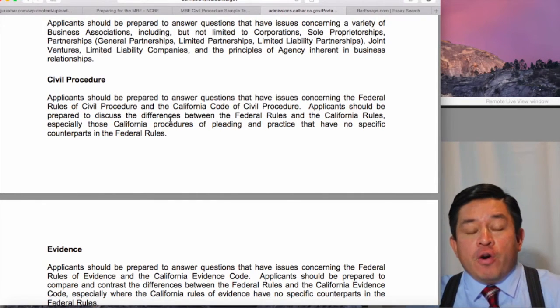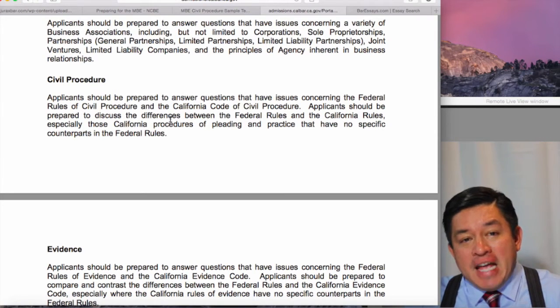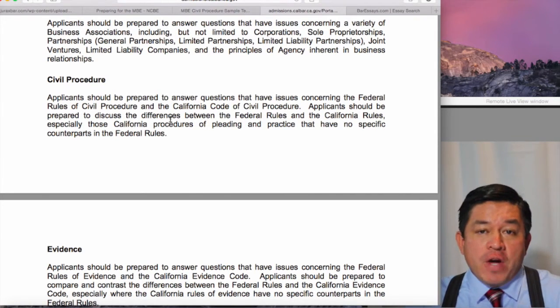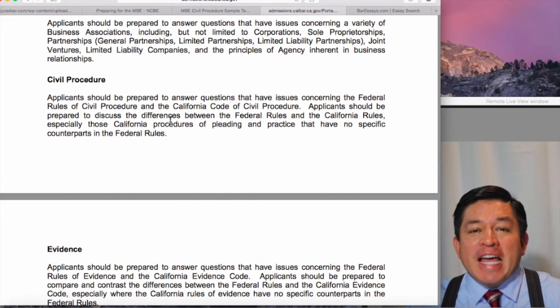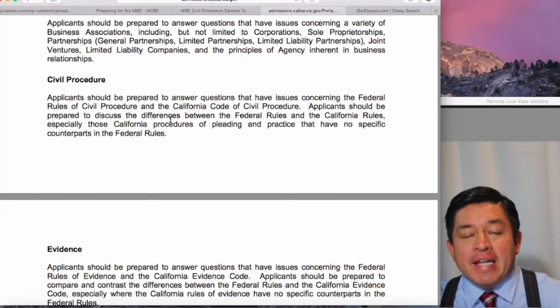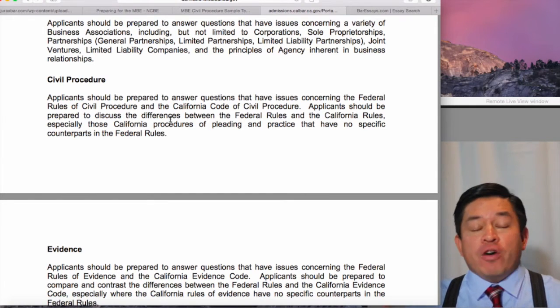But here are some issues that did appear on this particular exam. You had personal jurisdiction, you had subject matter jurisdiction, you had diversity, and you had removal and probably remand to the state court. There might be others, I don't know.